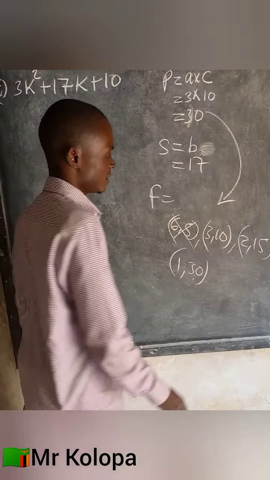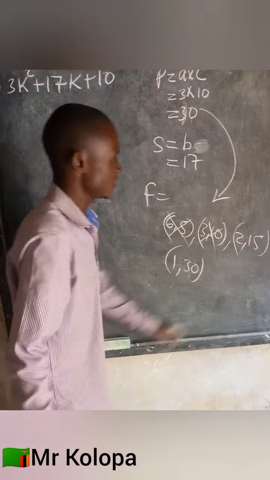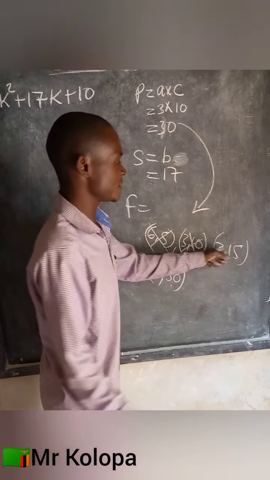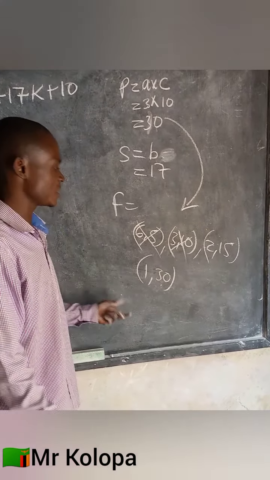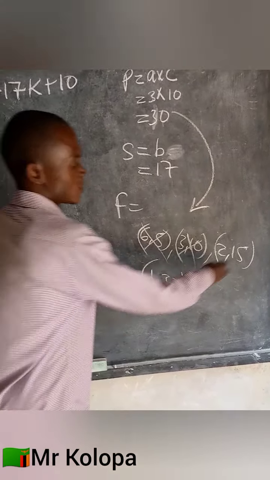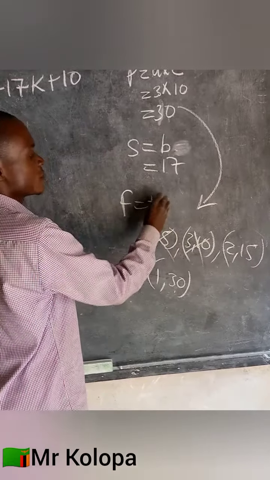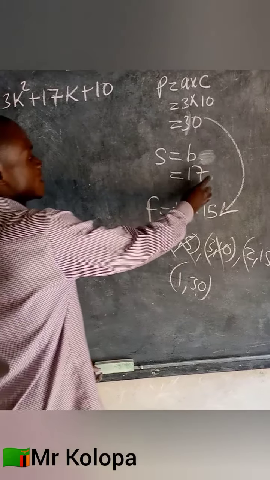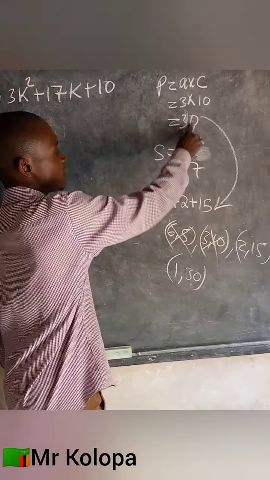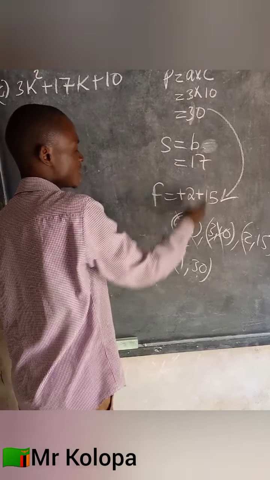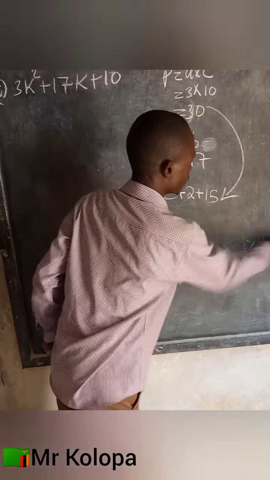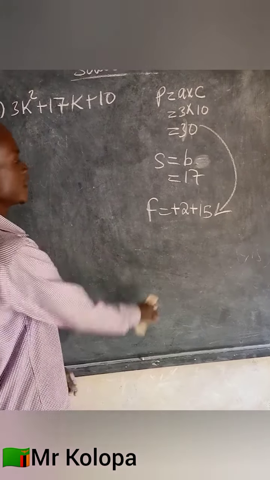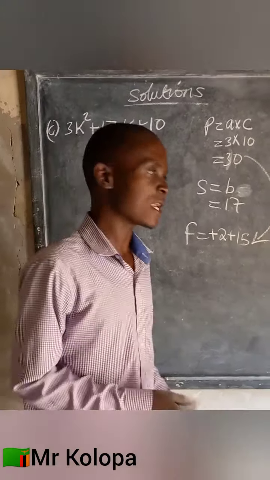3 plus 10, 13, out. 2 plus 15, you get 17. So definitely we are going to use positive 2, positive 15 for us to get 17. So positive 2 and positive 15 are our factors.